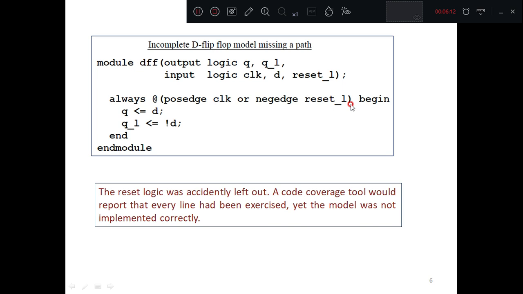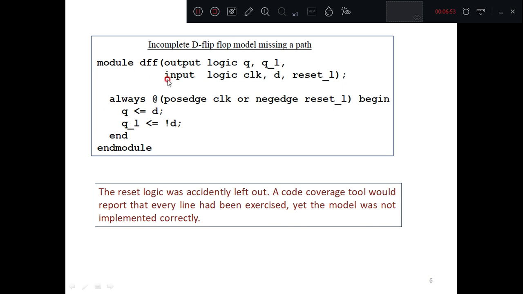Here, the reset logic might not have been executed, but since it is an OR of either the positive edge of the clock or the negative edge of the reset, if only one is executed, the code coverage reports that all the lines are completed. The reset logic might be accidentally left out. A code coverage tool would report that every line had been exercised, yet the model was not implemented correctly. Because if there is any problem in the reset, the model will not be implemented properly.